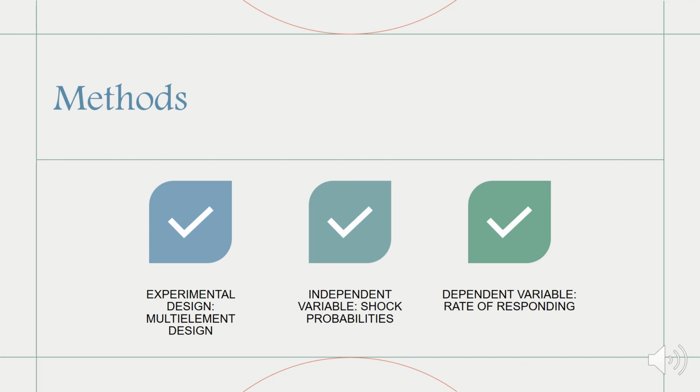The experimental design in this study was a multi-element design with the independent variable as shock probabilities, or variations in shock intensity, and the dependent variable was the rat's rate of responding.